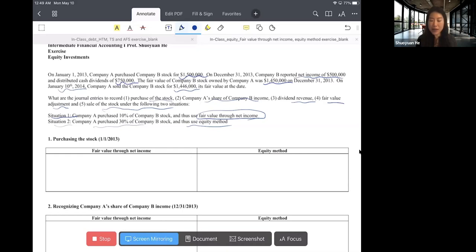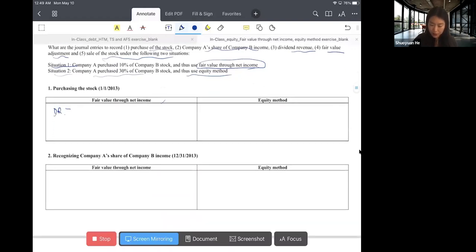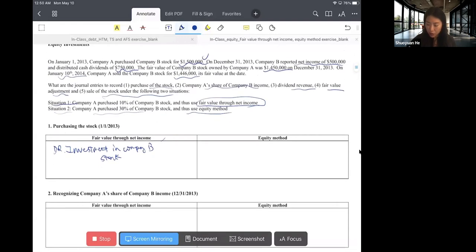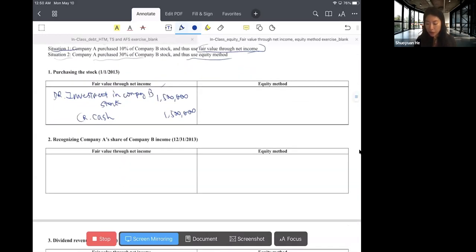So the first method, fair value through net income method. When we purchase the stock, we debit the investment in company B stock account. The purchase price is 1.5 million, so we debit it for 1.5 million and we credit cash for 1.5 million. When company B reports net income of 500,000, under the fair value through net income method, we don't need to do anything.